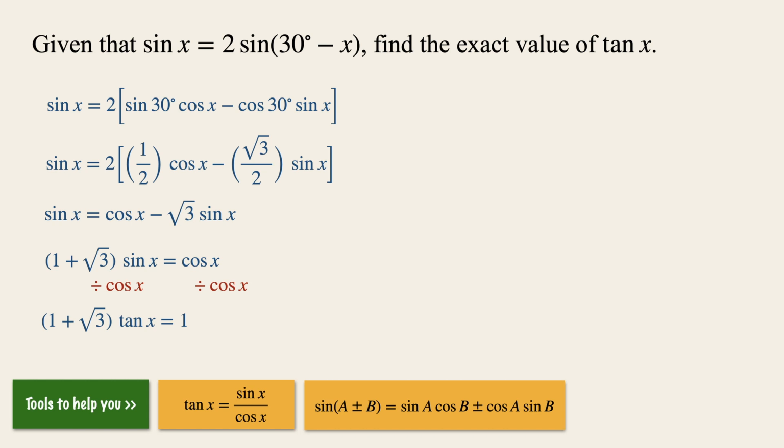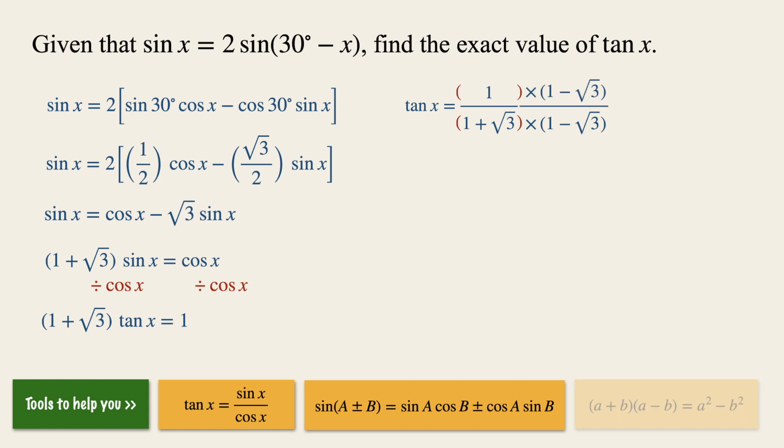Alright, moving on, we are going to isolate tangent x by dividing 1 plus square root 3 on both sides of the equation right now, and this will give us tangent x equals to 1 over 1 plus square root 3. Now this is not enough, we need to simplify this fraction even further, and we do this by rationalizing the denominator. What we can do is to introduce the conjugate surd, which is 1 minus square root 3, multiply it to the denominator, and to make it equivalent, we are going to multiply 1 minus square root 3 to the numerator as well.